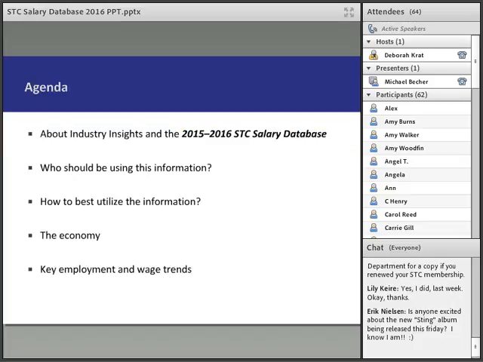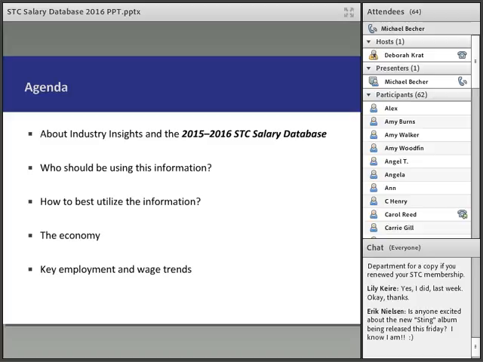To go over the agenda, I'll explain about Industry Insights, that's the company I work for, and the 2015-2016 STC Salary Database. We'll go over who should be using this information and discuss how to best utilize it. We'll go over briefly some trends in the economy and how that affects employment and compensation for all types of professions. And then we'll get into some key specific employment and wage trends that we find for technical writers.